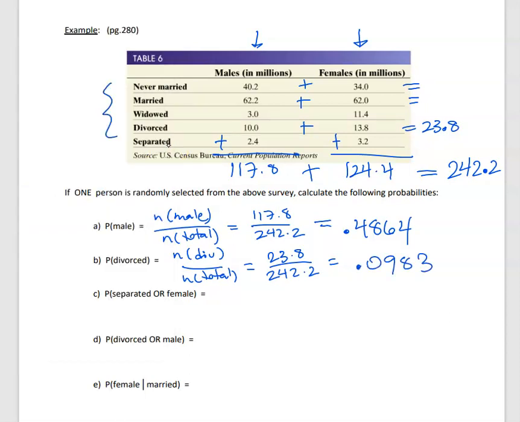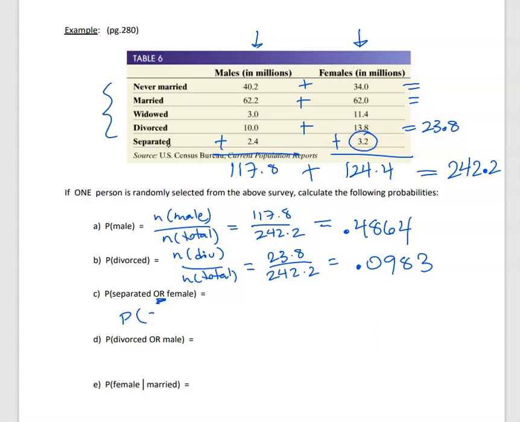And then we have an OR probability. So this one, when you see OR, you're thinking addition rule. So we should have the probability. First, why don't we check, because we might need to do the general addition rule. We have to either subtract the probability of AND or not. And remember, that's in the case where these ones are not disjoint. So we've got to check, are separated and female disjoint events? It doesn't seem like it would be. There must be some separated females. And so, sure enough, 3.2 million people are separated and female.